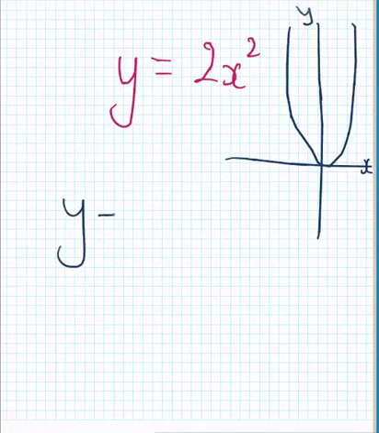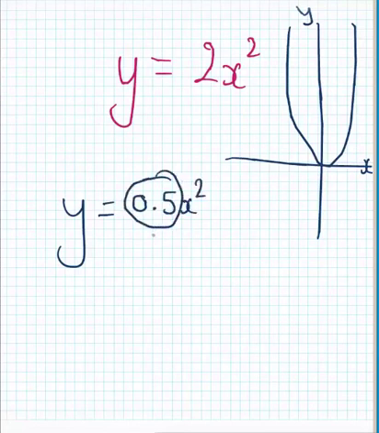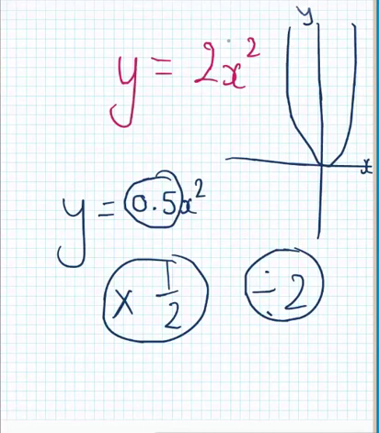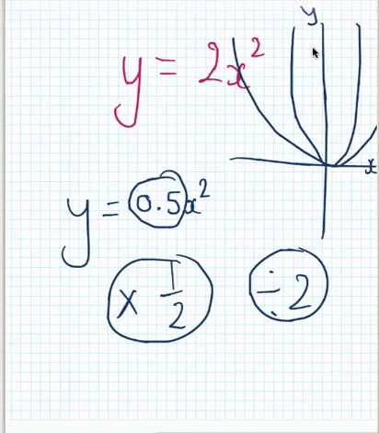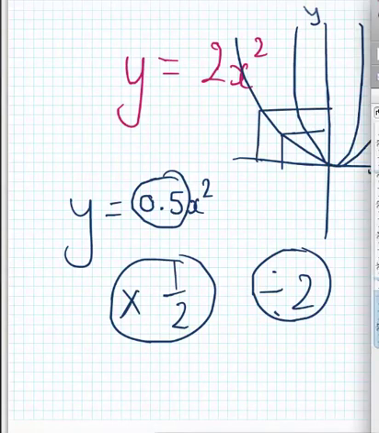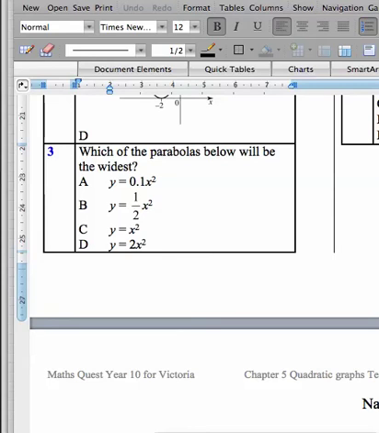If I, for example, have y equals 0.5x squared, I'm multiplying everything by a half. And when we multiply something by a half, we are actually dividing it in half. Multiplying by a half and dividing by 2 are the same thing. So if we're dividing everything by 2 and halving it, that means our parabola will become much wider because the y values are increasing at a slower rate. So if we have a look at the equations here, which out of these numbers is the smallest? 0.1, a half, a 1 that's invisible, or a 2? Well, clearly 0.1 is the smallest, so this parabola will be the widest one.